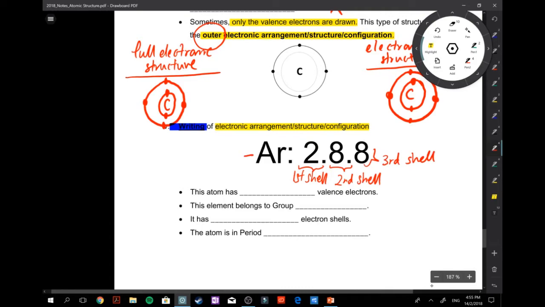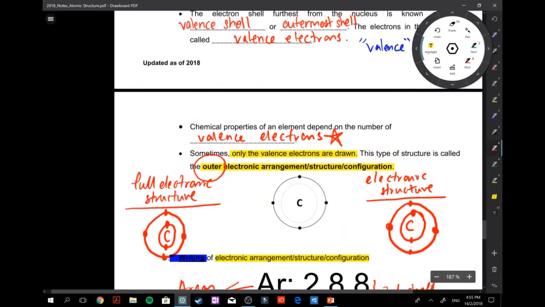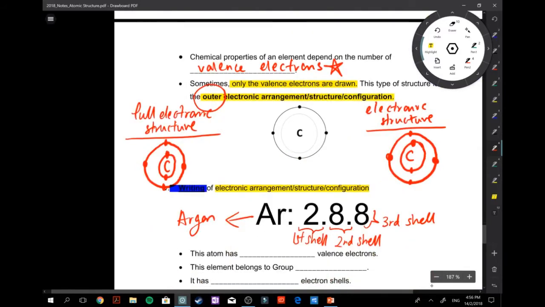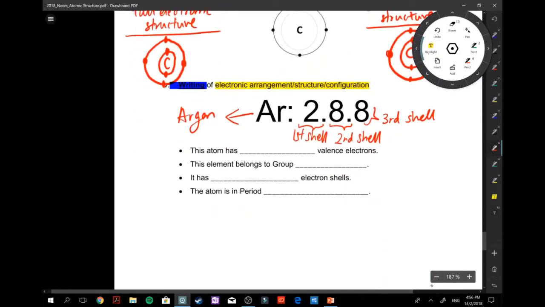So looking at this is for argon. We saw just now that in argon, the electronic structure itself, there's 2 electrons in the inner shell, followed by 8, followed by another 8 on the third shell. So when you write out the electronic structure, it'll be in this manner, 2.8.8. And by this, you'll know that the atom has a total of 8 valence electrons, because this third shell is the valence shell.